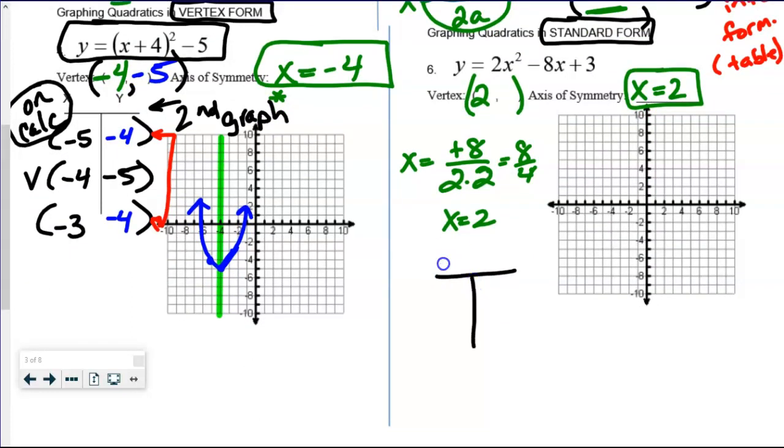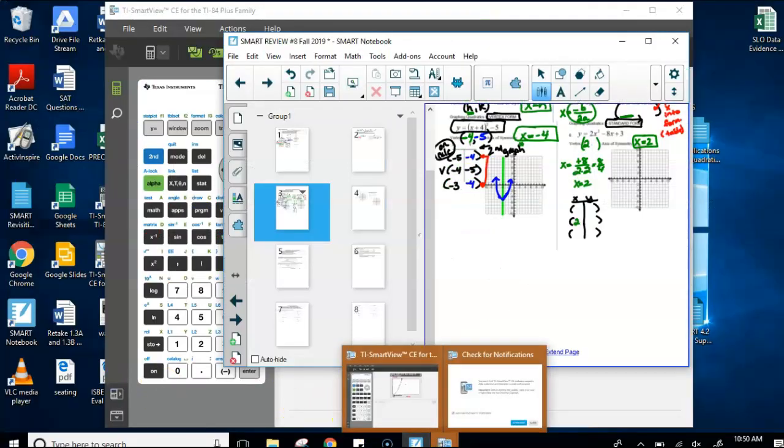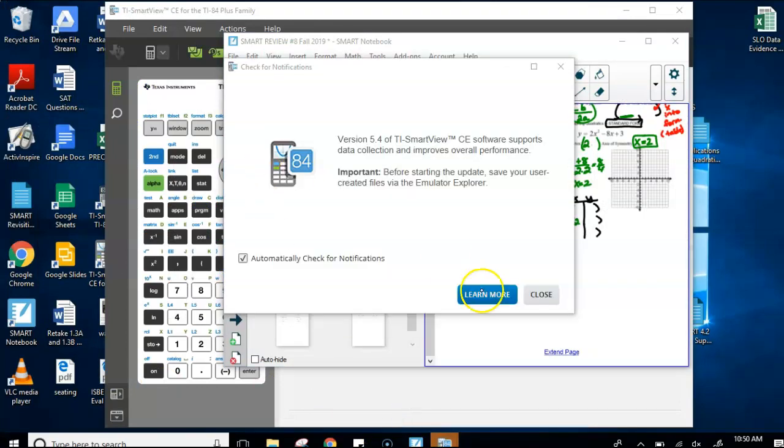So again, we're typing our formula into our calculator, into y1. We're going to get 3 points with our vertex being in the center of it. All right, here we go. So x equals 2. This one I'll go ahead and show you what I'm talking about with the calculator. What's my formula? 2x squared minus 8x plus 3.